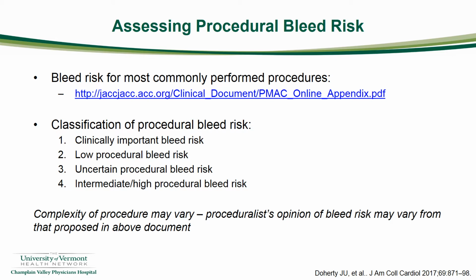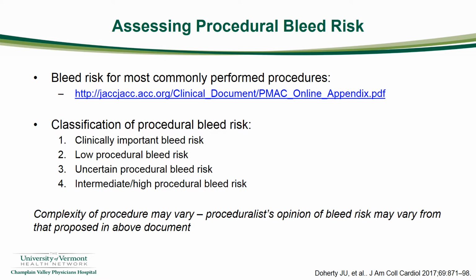Another aspect to consider that is just as important as the prevalence of bleeding is its consequences. So small amounts of bleeding in certain areas of the body can be more detrimental than larger bleeding events in other locations. So this is another thing that goes into the classification of bleeding risk with a given procedure.